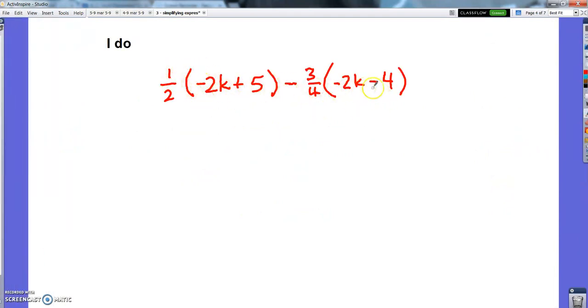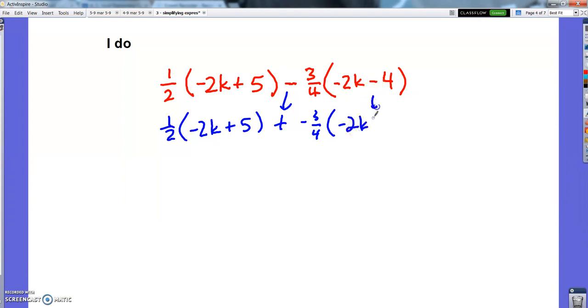They just make it harder to see, because it's harder to see half a group of this, or 3/4 of a group of this. So let me show you how that'll pan out. First I'm going to add the opposite, so 1/2 times negative 2k plus 5 plus negative 3/4 times negative 2k plus negative 4.